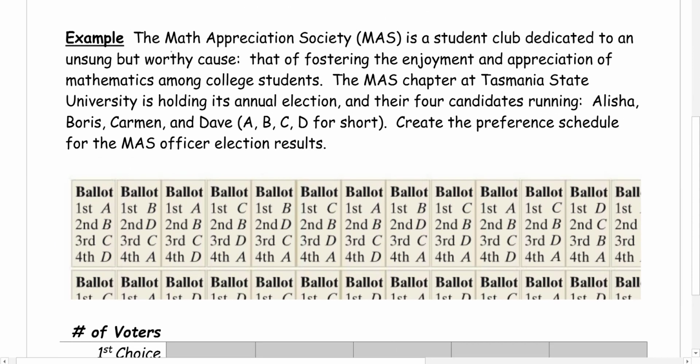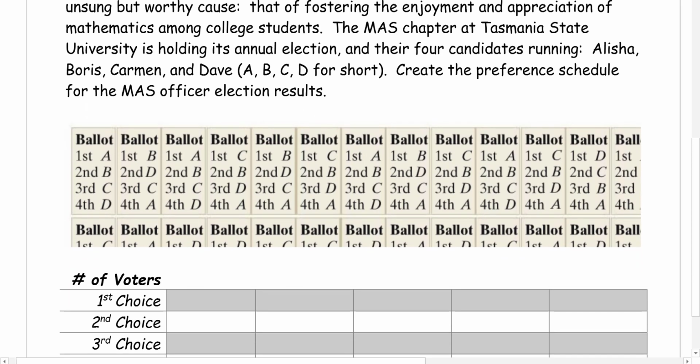In this example, we're going to take a look at how to create a preference schedule. The Math Appreciation Society, the MAS, is a student club dedicated to an unsung but worthy cause, that of fostering the enjoyment and appreciation of mathematics among college students. The MAS chapter at Tasmania State University is holding its annual election, and the 4 candidates running are Alicia, Boris, Carmen, and Dave. We're going to call them A, B, C, D for short, and we're going to create a preference schedule for the MAS officer election.